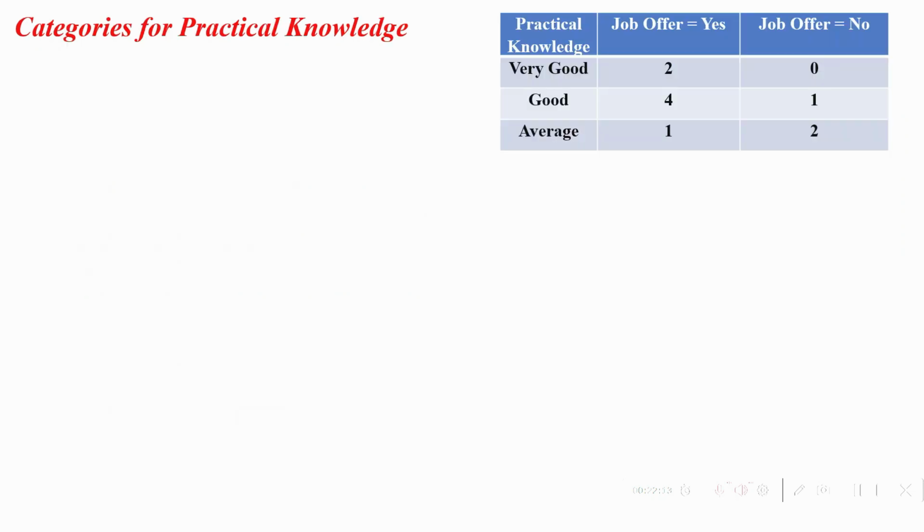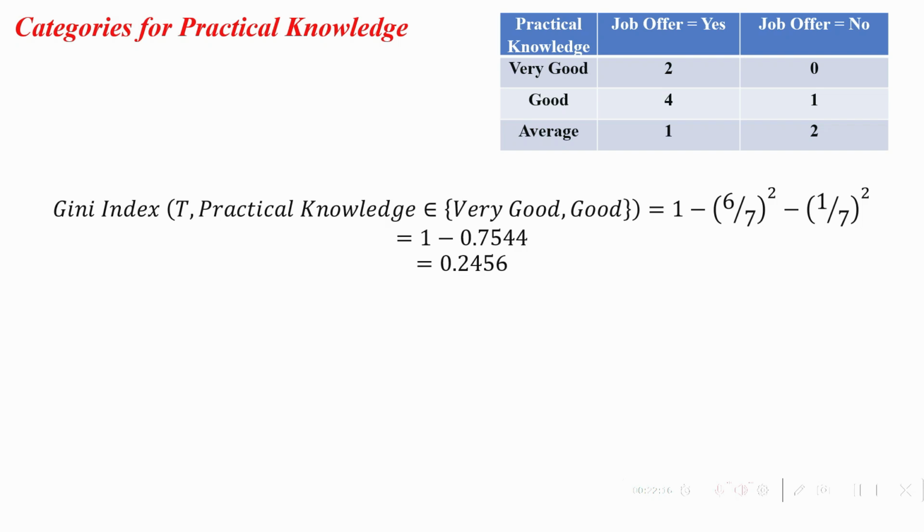Now based on this information, one possible combination is very good and good together, with average separate. For this we are going to find out the delta Gini value. The Gini index of the target variable with practical knowledge very good and good: the total number of elements in this subset is 7. Out of 7, 6 belong to yes and 1 belongs to no. That is equal to 1 minus (6 by 7) whole square minus (1 by 7) whole square, that is equal to 1 minus 0.7544, that is equal to 0.2456.